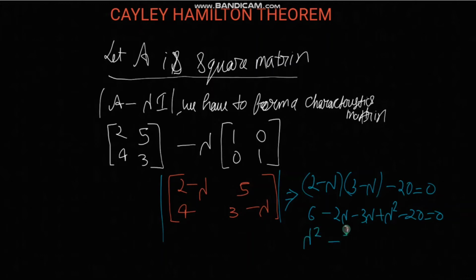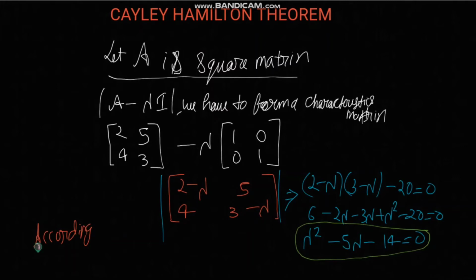That is the characteristic equation that gets formed in the form of lambda. And once the characteristic equation is formed, Cayley and Hamilton said that if we put the matrix in the place of lambda, then automatically it becomes a null matrix. This is the statement given by Cayley-Hamilton: lambda square minus 5 lambda minus 14 is the characteristic equation we have formed. After putting A in this, we will get the null matrix. This is the whole Cayley-Hamilton theorem.